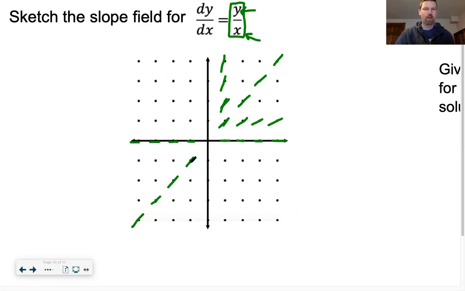That's 1 divided by -1, that's -1. 2 divided by -2 is -1 as well. All these slopes are going to be -1s. I know that's going to look like that. There's a lot of symmetry that shows up in slope fields.